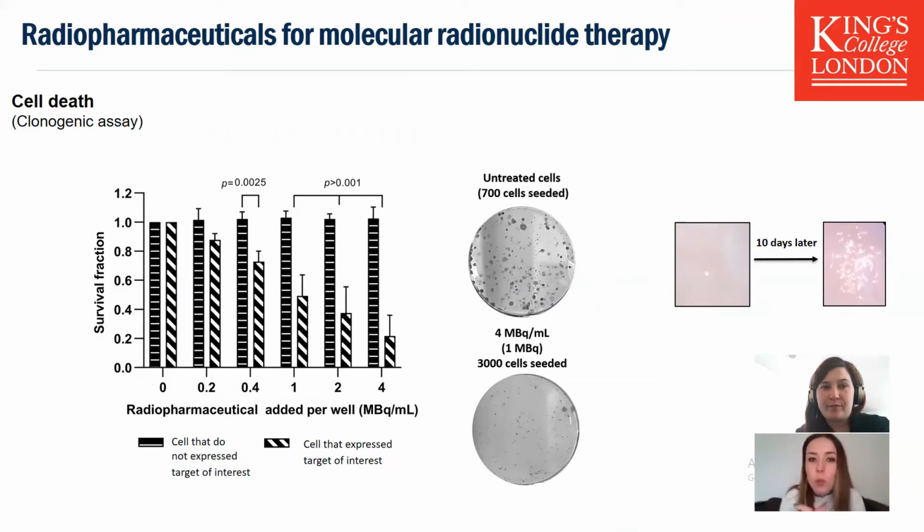This means that while normal cells can grow and proliferate to form colonies, as you can see here, cells that are killed by the radiopharmaceutical cannot divide and form colonies. So here you can see that when cells are treated with radiopharmaceutical, they didn't grow to form colonies, as you can see, compared to the untreated cells.